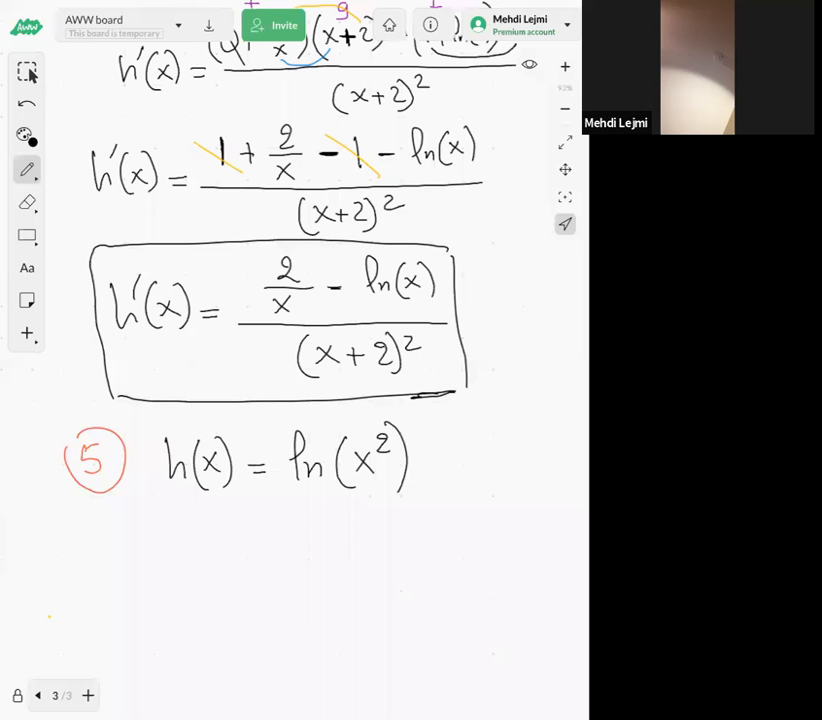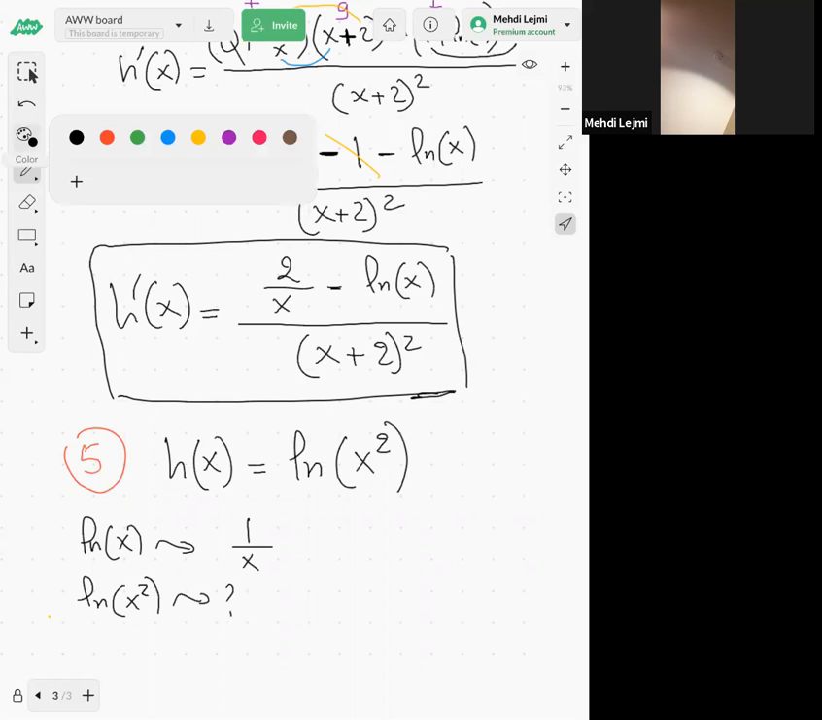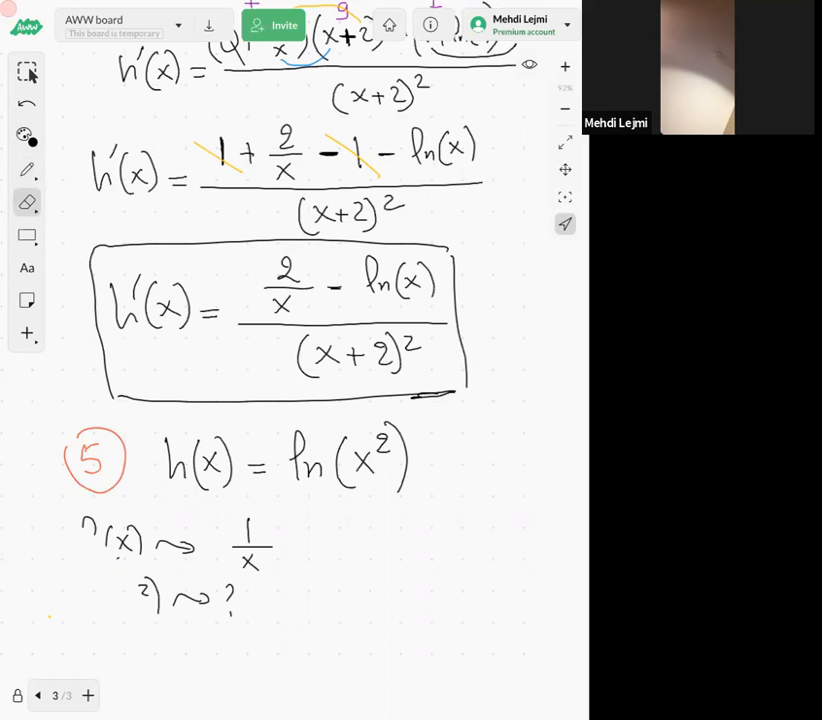So this is natural log of x squared, right? It's not natural log times x squared. It's natural log of x squared. So it's not natural log of x. If it was natural log of x, then yes, the derivative would be just 1 over x. But here in this problem, it's natural log of x squared.